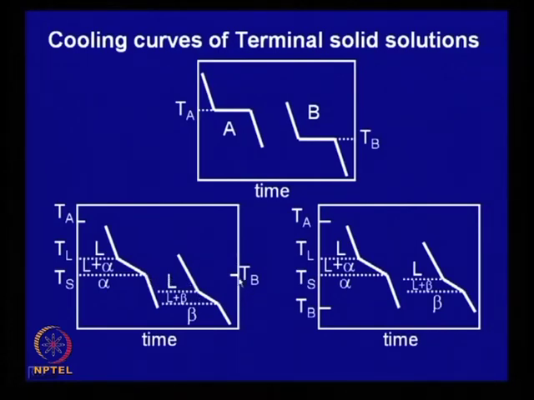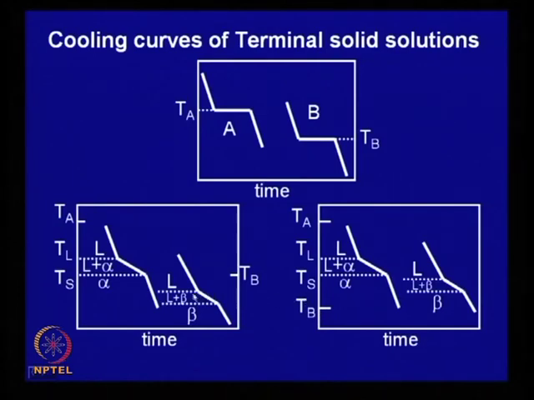In this case, solidification starts higher than T B, but it is completed before T B. In this case, T B is somewhere intermediate here. Now, we have another case which is like this. Here the melting point of B is somewhere here. So, in this case, this solidifies at a temperature above the melting point of B, and this also solidifies above the melting point of B.